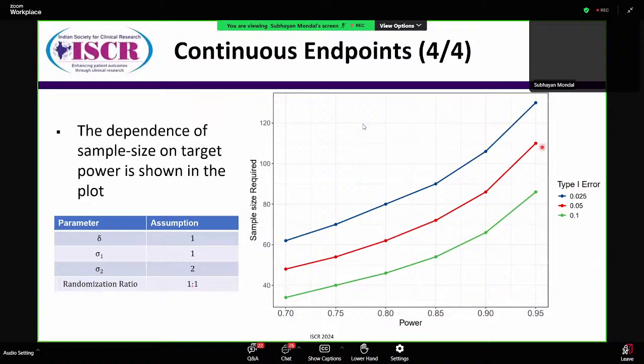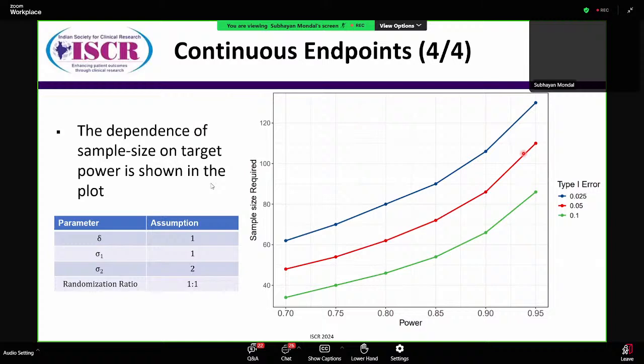Now, if we try to explain, let's say this red point now. It says with these assumptions, to get 95% of power at 5% type 1 error, we need close to 110 patients for the whole study. And this is essentially treatment plus control, total patients. And here the randomization ratio is 1 to 1, so it is 55 for each of these arms. And that's how the sample size is getting calculated.